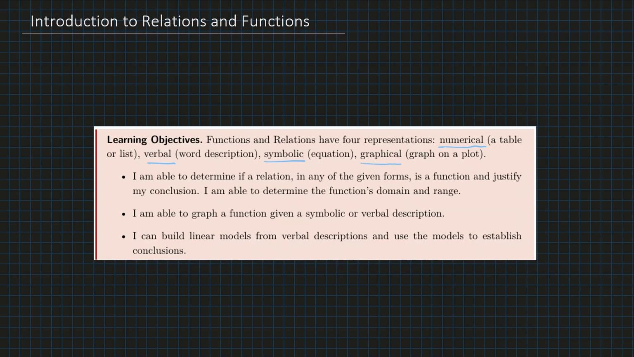And so you're going to be able to determine if a relationship is a function, and if it is, justify why, along with talk about the function's domain and range. Additionally, we'll be building up concepts about how to graph functions, given a symbolic or verbal description, and getting into the basic ideas of building linear models from verbal descriptions.